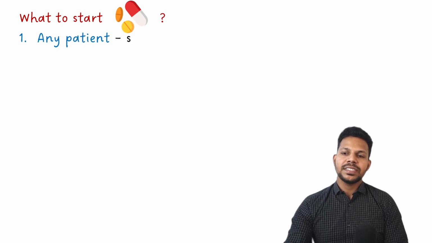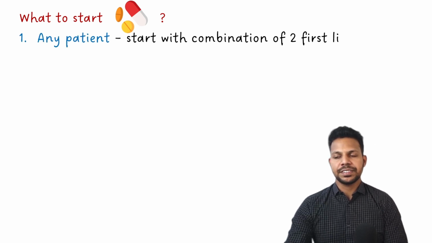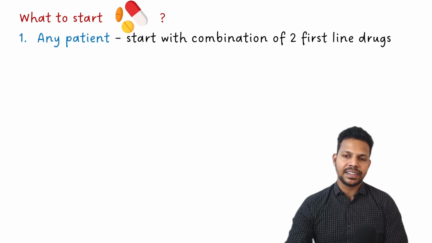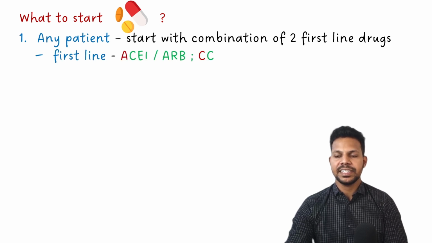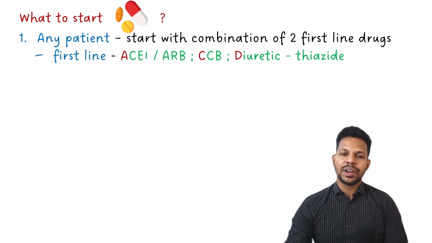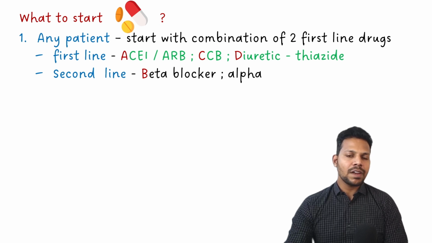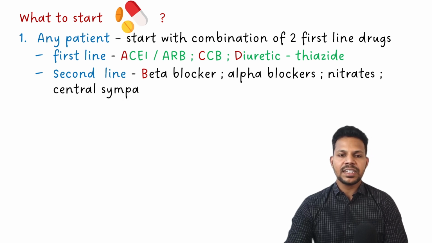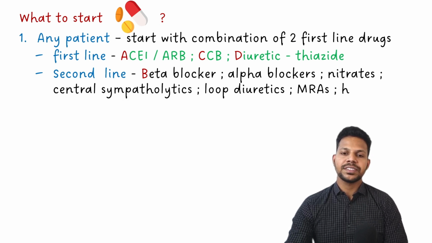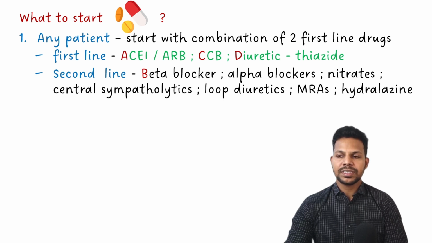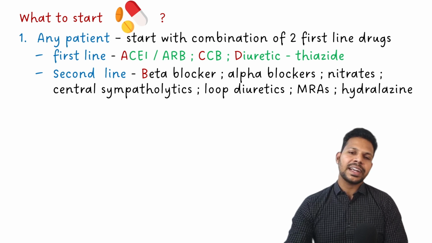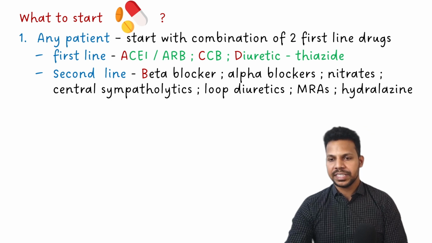For any patient, start with the combination of two first line drugs. We have first line drugs as well as the second line drugs. The first line drugs are A, C, and D. A for ACE inhibitors or ARBs, C for calcium channel blockers, and D for diuretic, that is a thiazide diuretic. And the second line drugs are beta blockers, alpha blockers, nitrates, central sympatholytics, loop diuretics, mineralocorticoid receptor antagonists, hydralazine. All the other antihypertensives are included under the second line drugs except for A, C, and D.